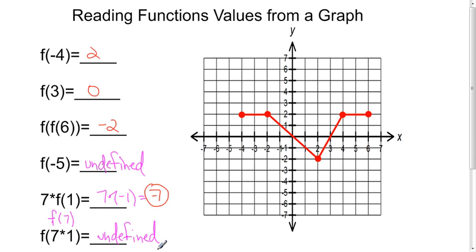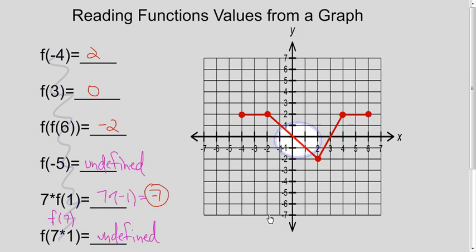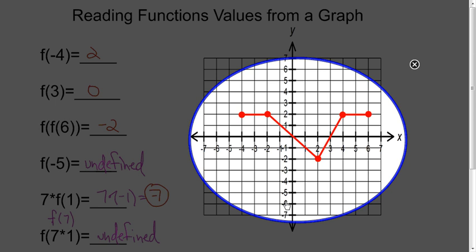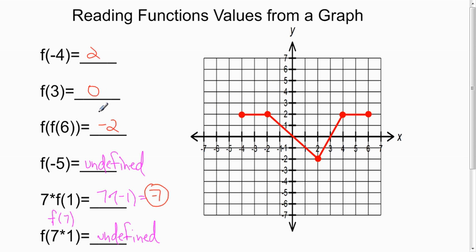Okay, this is just a basic overview of how to use these notations in relation to a given graph. So again, this is a situation where you're asked to find outputs for given values of inputs.